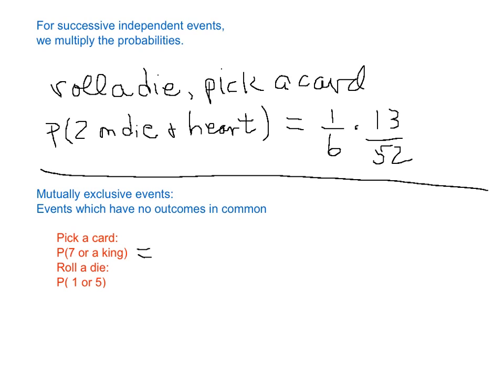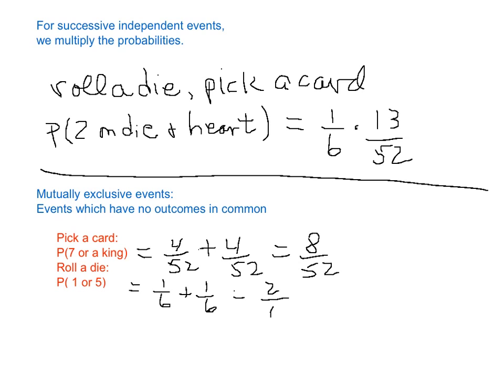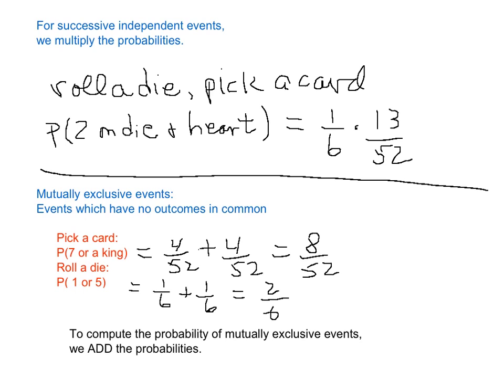There are 4 ways to get a 7, and there are 4 ways to get a king. And so the probability that you get either a 7 or a king is 8 out of 52. We add them together. Rolling a die, you can get a 1 or a 5, and so the probability is 2 out of 6. So that sort of suggests the rule. And so you see the rule here is that if we're going to compute the probability of mutually exclusive events, we simply add the 2 probabilities together.